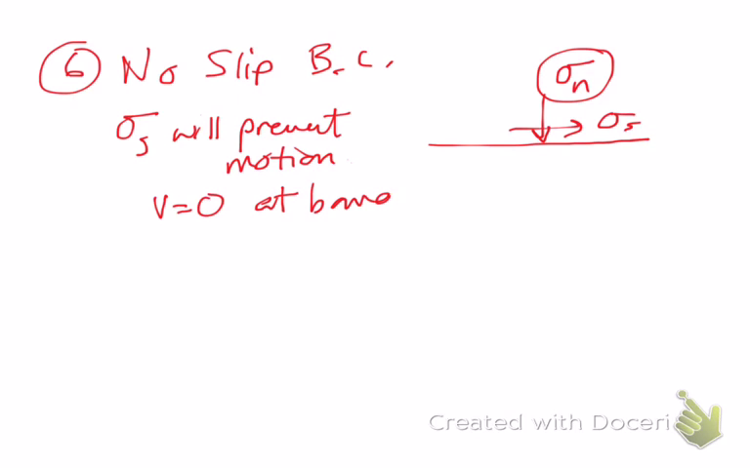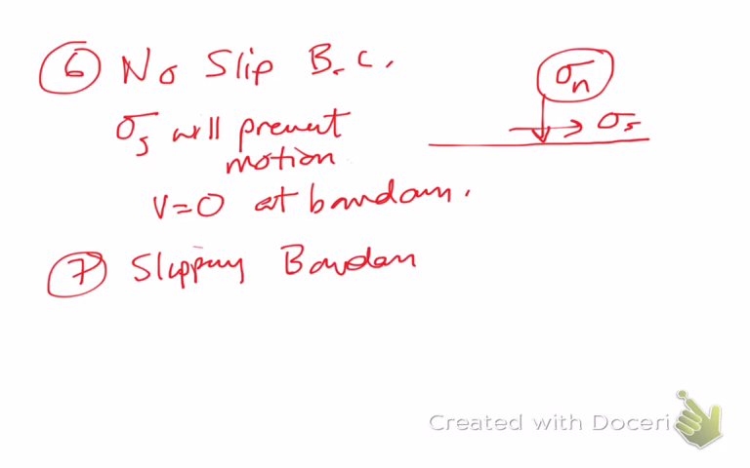You could also have the opposite, and that's a slippery boundary. This one is subtly different than a free surface, where it can still have a normal stress, but all shear stresses have to be zero. You may not know the velocity at that boundary, but you do know that the shear stresses are zero.